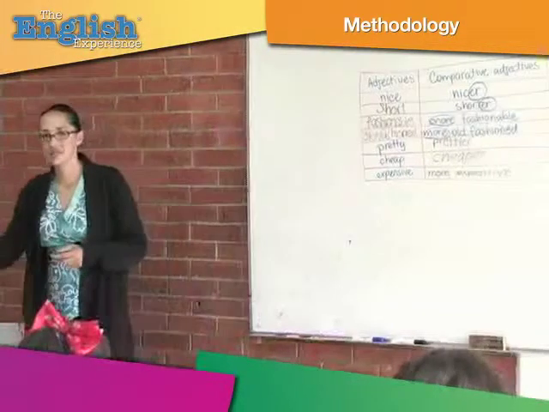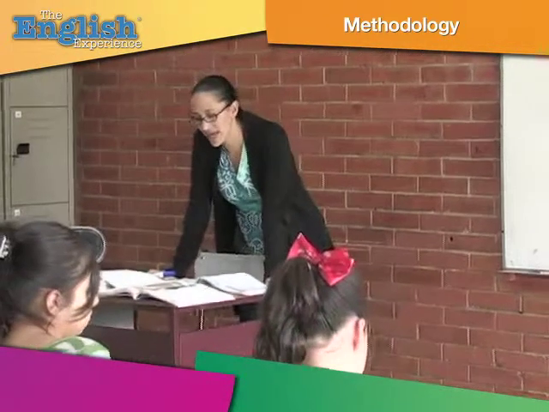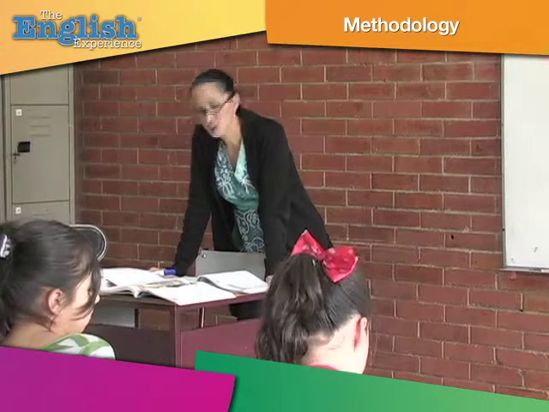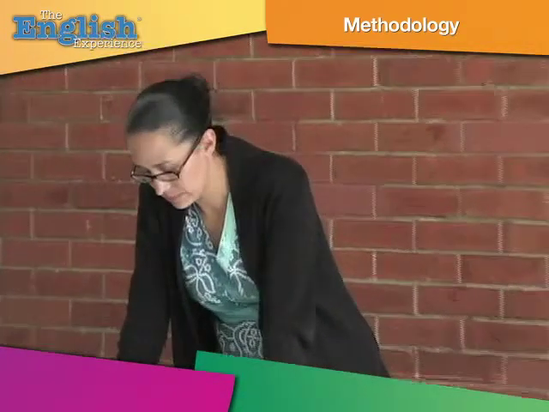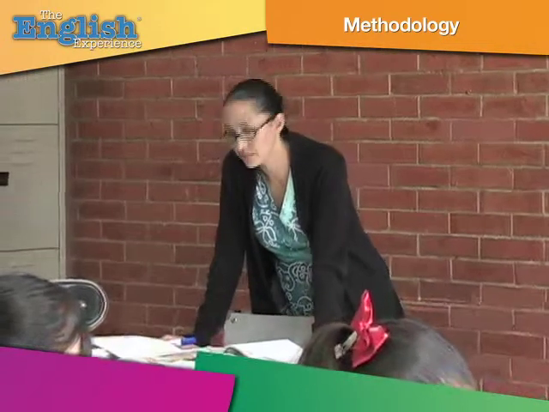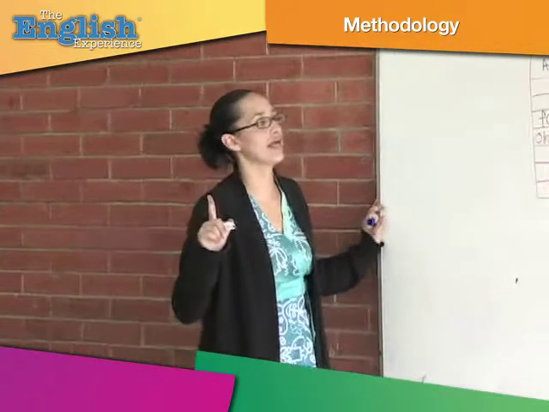Now, let's write the rules here. Who can tell me the first one? We add ER to the end of the adjective with one syllable and adjectives with two syllables that end in Y.